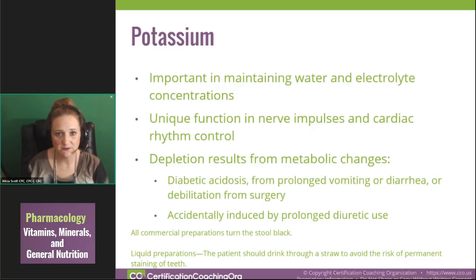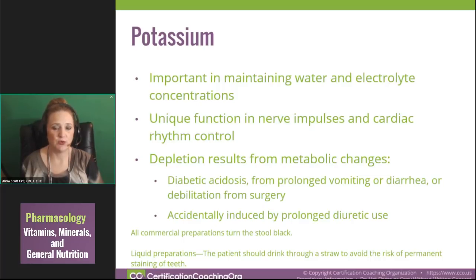Nerve impulses and cardiac rhythm are very affected. And if you do not have enough potassium, you can go through diabetic acidosis, which would mean that you throw up and get diarrhea. People who have surgery sometimes end up going through this, and people who have to use a diuretic, like the HCTZ I already mentioned.